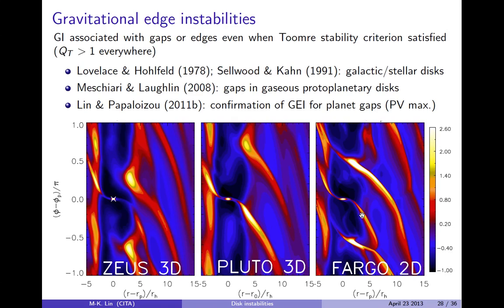And these are not meant to be code comparisons. These are just things I did over time. So the setups are not exactly the same, but the qualitative result is the same. Now, this is very encouraging because we've got 3 different numerical codes, so that's different numerical algorithms, 2 different geometries, but very similar results. So this instability is real. It does exist.